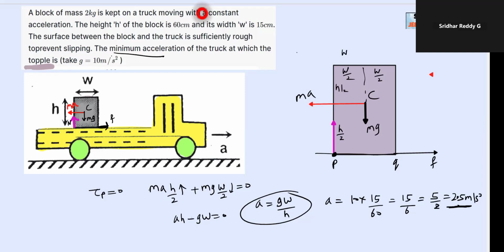Torque about the center of mass due to friction will be anti-clockwise. Then the torque due to the normal contact, if the normal contact acts here, will also be like this, no? Then the question of equilibrium is not possible. So therefore the normal reaction must act at this particular point, and the block is about to topple about point P.